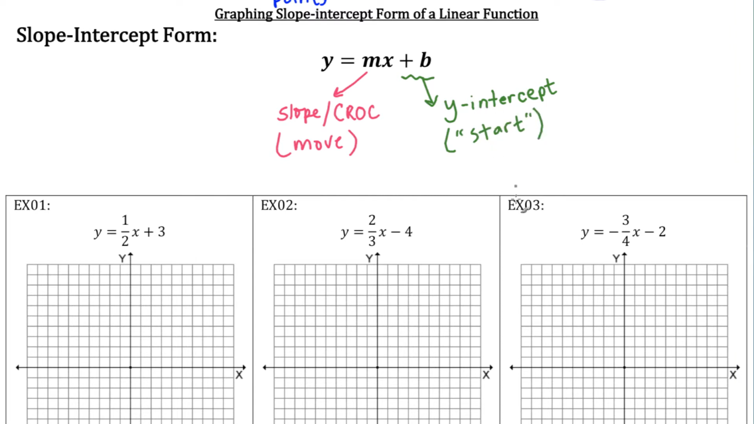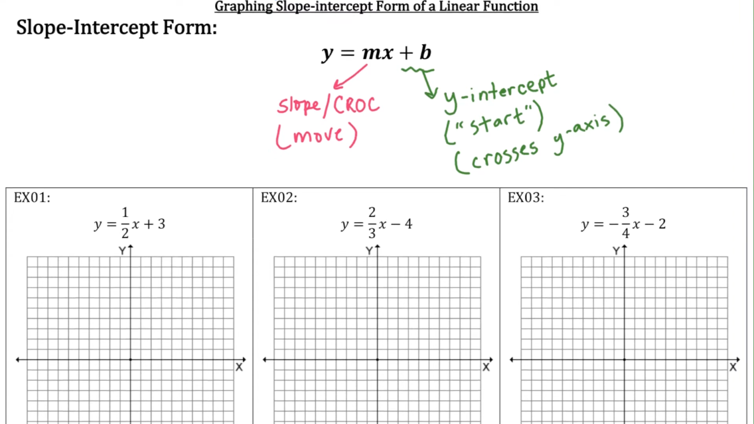So the y-intercept is where we start. It's also where the graph crosses the y-axis. So the y-intercept, a lot of people think of as where we start. It's useful to think about it as the starting point. But you can also think about it as where our line crosses the y-axis.